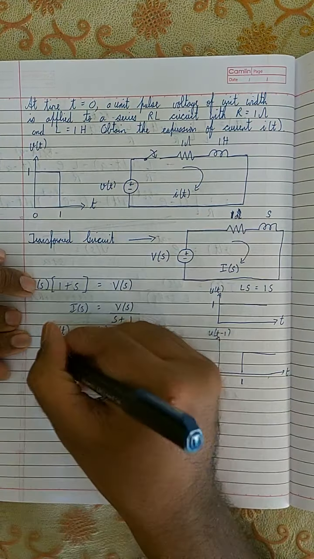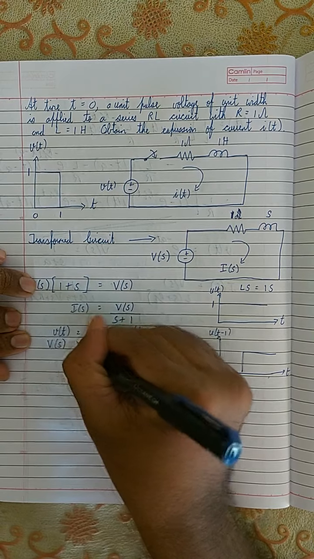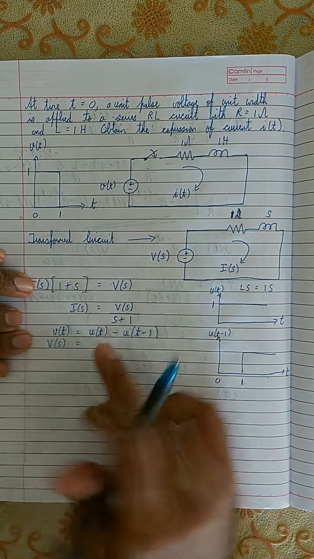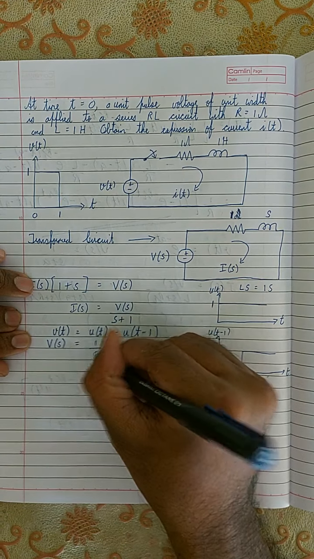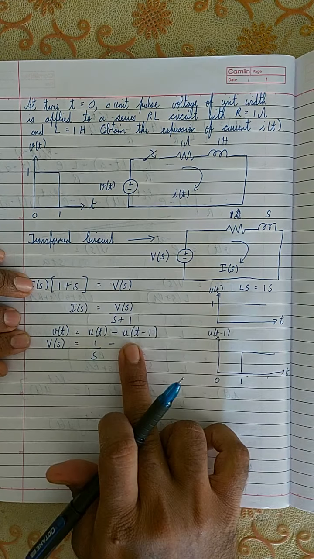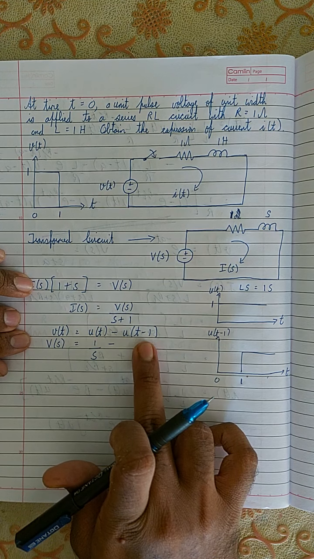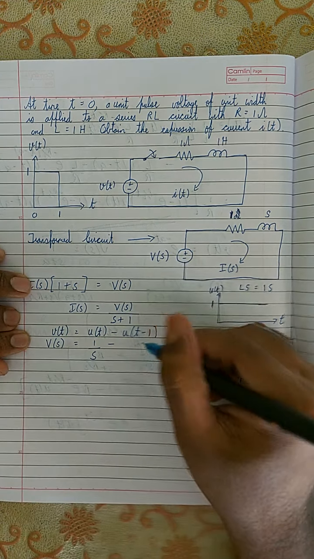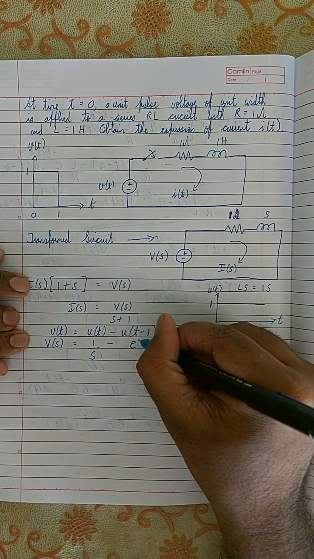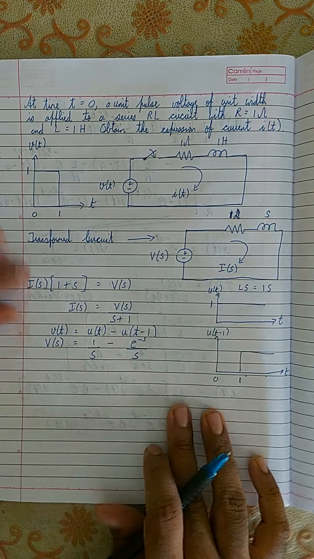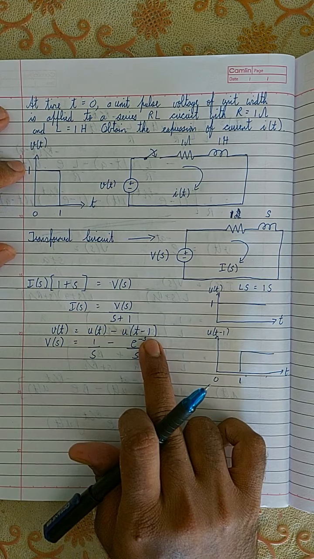So in that case, I can now say what is V of S. V of S is nothing but the Laplace transform of this. What is the Laplace transform of U of t? It is 1 by S. And what is the Laplace transform of U of t minus 1? You are going to apply the time shifting property, right? That is nothing but e raised to minus S by S. This is by applying the time shifting property.